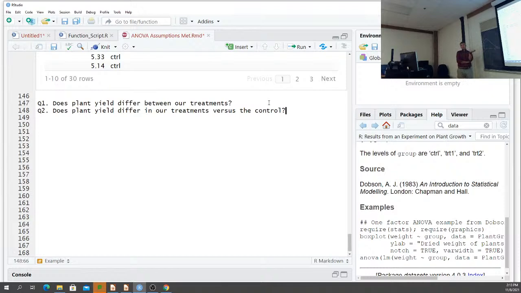So 1, it just looks at all of our treatments, our control and the two treatments. Is there a difference? The second type of question phrases it a little bit differently. Because now it says, does our yield differ in our treatments versus the control? Now we're placing less emphasis on comparing treatment 1 versus treatment 2, and more emphasis on comparing treatment 1 to the control and treatment 2 to the control. And that kind of helps determine what type of post hoc test we'll be running. So in parentheses, we're going to say Tukey here, and then for this type of question, we'll talk about Dunnett's. So that way we can see it.